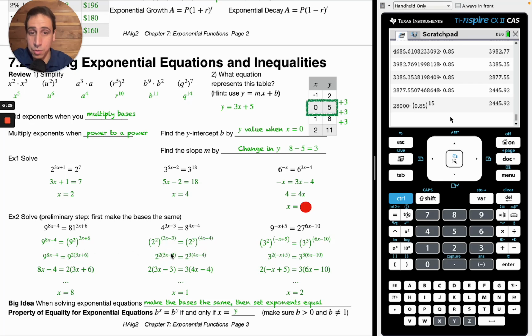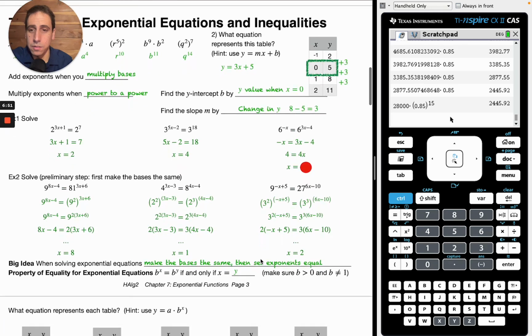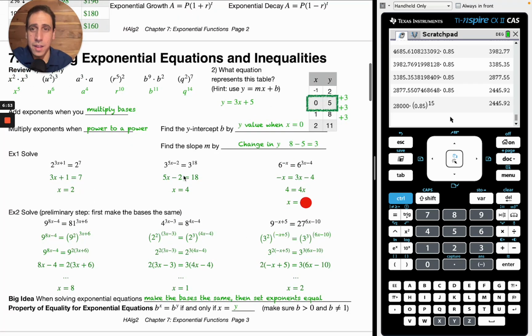The base here was 9, the base here was 2, the base here was 3. In any case, b was always greater than 0. We're not going to talk about negative bases in this particular chapter, and the base is never equal to 1. It's always greater than 1, or in between 0 and 1. It's like a fraction. We could have the base be 1/2 if we wanted to. So that's solving equations.